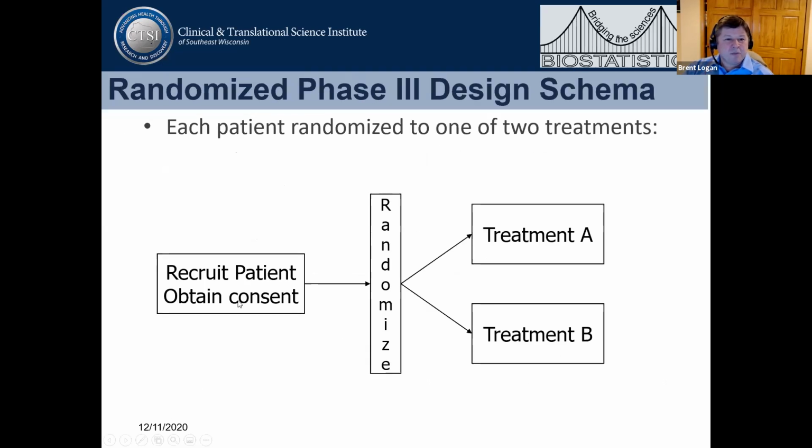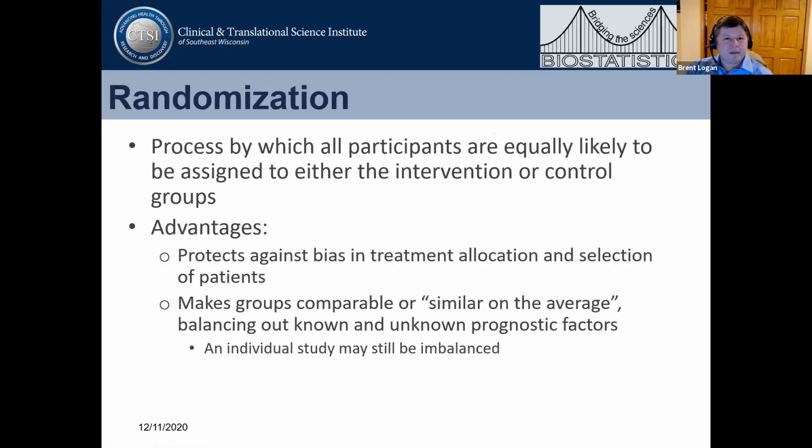The design schema is typically recruit, obtain consent, randomize, treatment A or treatment B. So it looks very simple, but oftentimes it's more complicated than it seems in the simple schema.